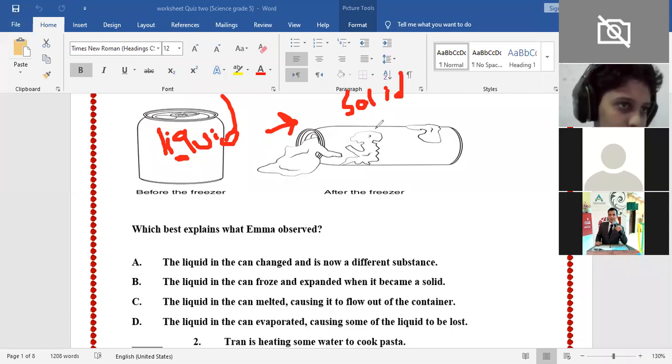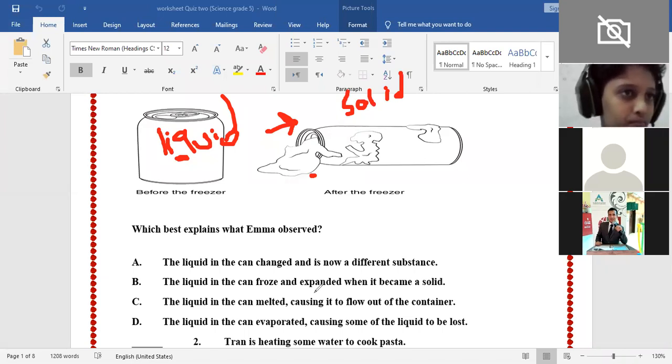But Mister, the can before was solid? No, he talks about the liquid which is inside the can, Pepsi or cola. When I put it inside the freezer, it will become solid and expand like this. Why does it make this shape? How does it expand in the freezer?